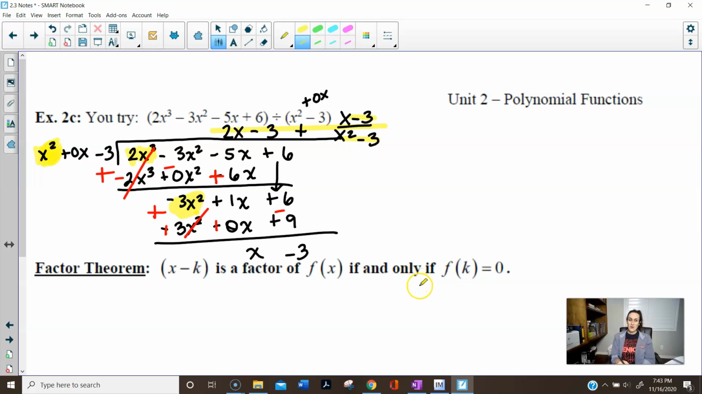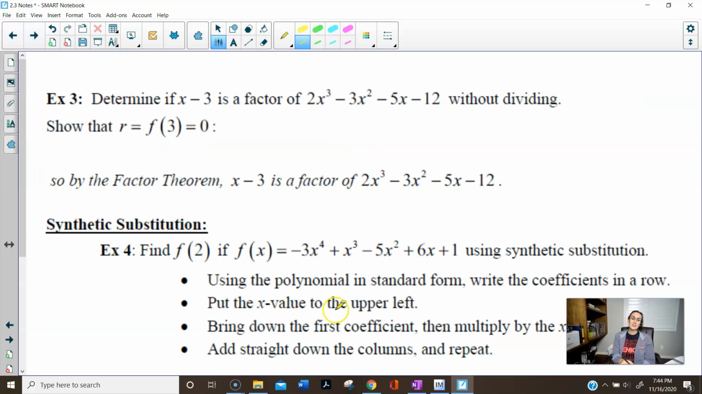Okay, let's move on. Factor theorem. So the factor theorem is: if x minus k is a factor of f of x, then if and only if f of k is equal to 0. So that's how we know it's a factor. So let's try that theorem.